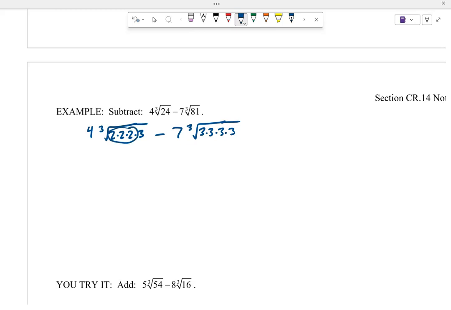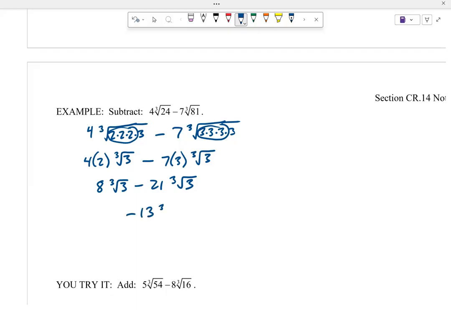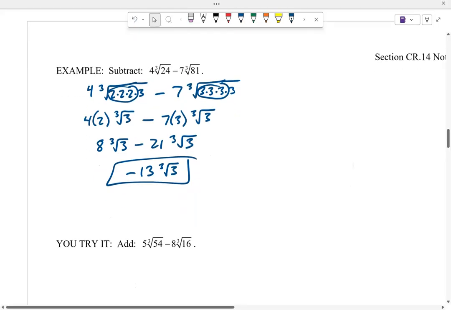I'm looking for 3 of a kind. So a 2 comes out. I'm left with a third root of 3 on this one. A 3 comes out. I'm left with a 3 underneath as well. So I got 8 times the third root of 3 minus 21 times the third root of 3, which, let's see, 8 minus 21, they are like radicals, would be negative 13 third root of 3. Right. 8 minus 21, because they're both third root of 3s.